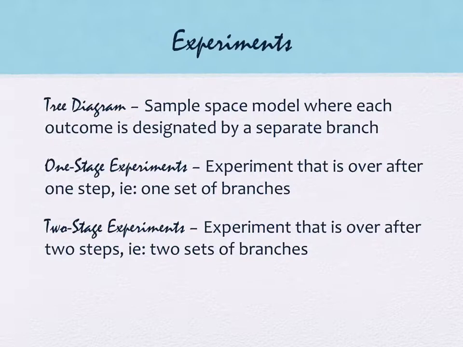One-stage experiments, which is what you did in 9.1, are experiments that are over after one step. You only made one choice. Two-stage experiments are experiments that are over after two steps. So when we talk about multi-stage experiments in this section, it's going to be two or more steps.